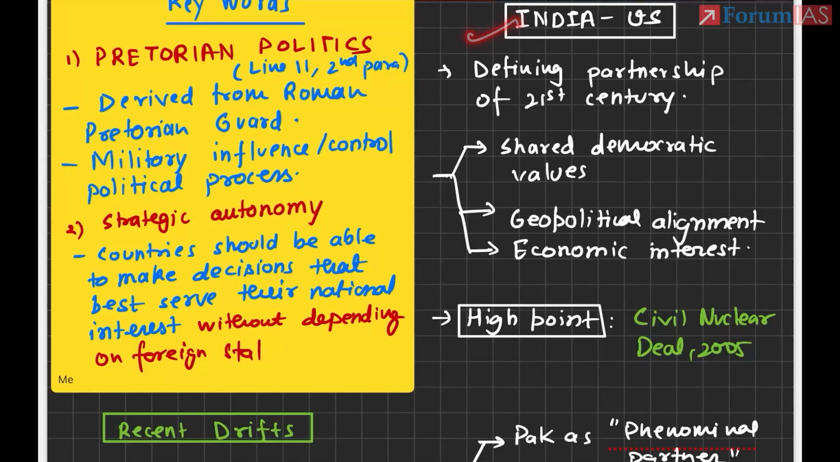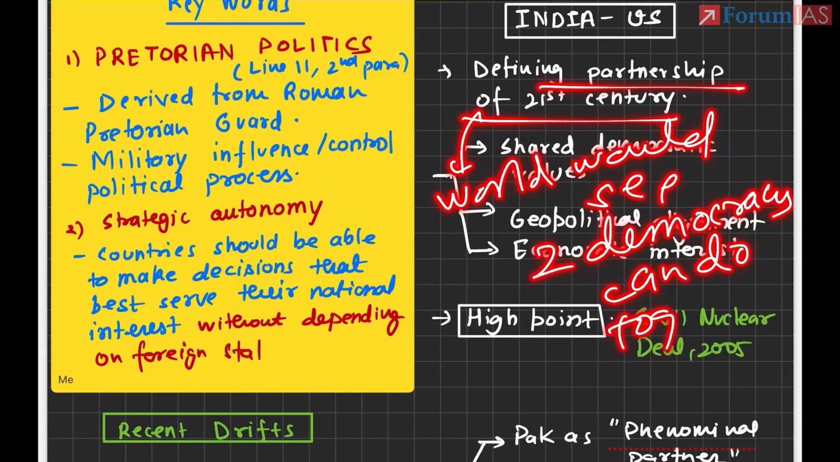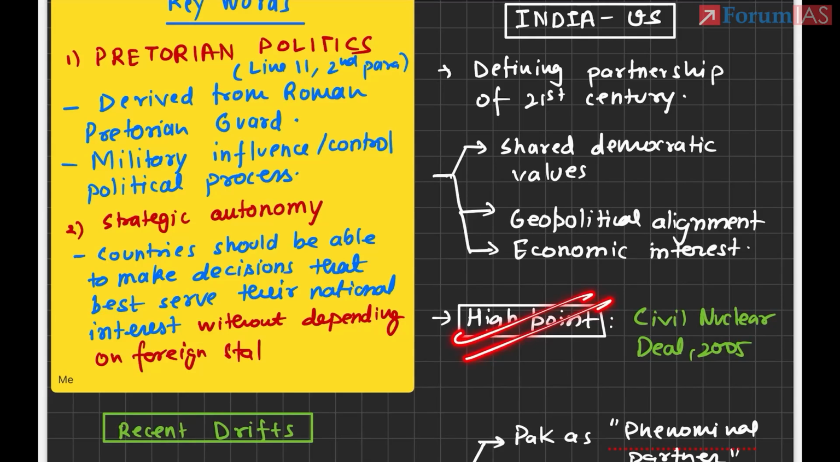Now, the India-US relationship is defined as a partnership of the 21st century. George W. Bush said that the world would see what two democracies can do together. What was the highest trust-building exercise between India and the US? That was the civil nuclear deal signed in 2005. What is common between India and the US? Shared democratic values, geopolitical interests like China, and economic interests.